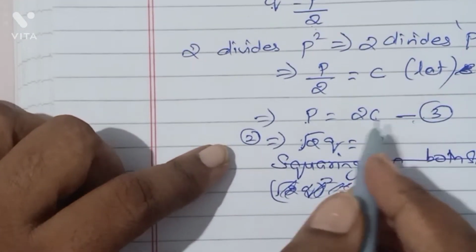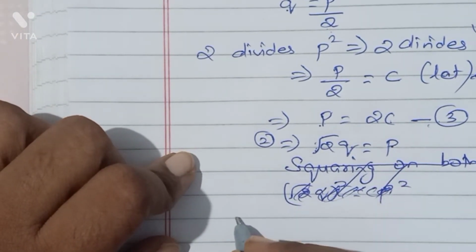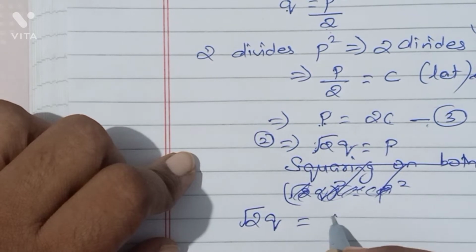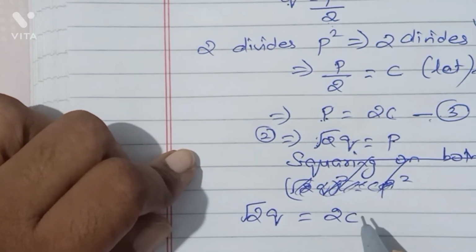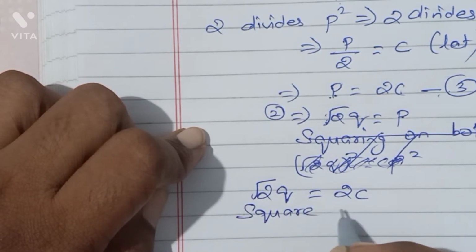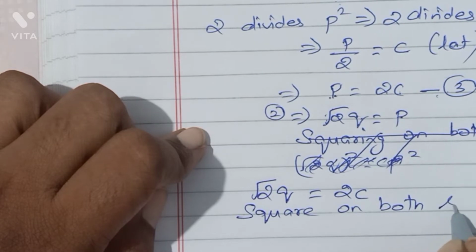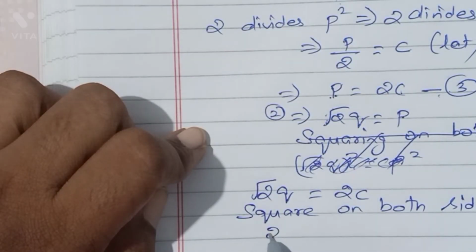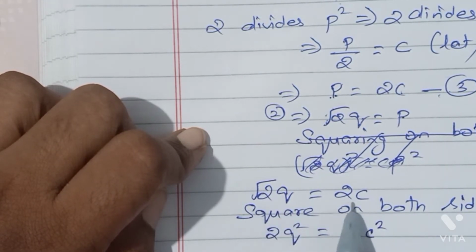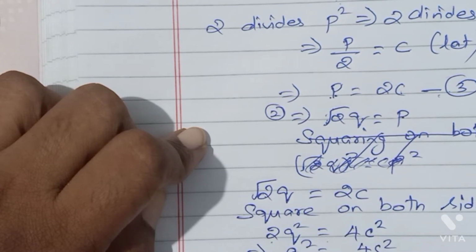So we will get, in the place of P, I'm going to substitute root 2q is equal to 2C. Root 2q is equal to 2C. Now I am going to square on both sides. So when I square on both sides, we get 2q square is equal to 4c square. Root 2 square is nothing but 2, so 2q square is equal to 4c square. So this implies q square is equal to 4c square by 2.